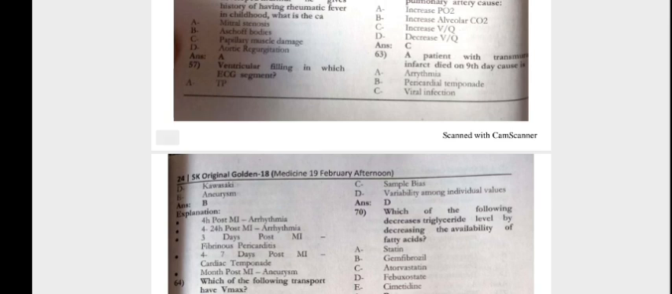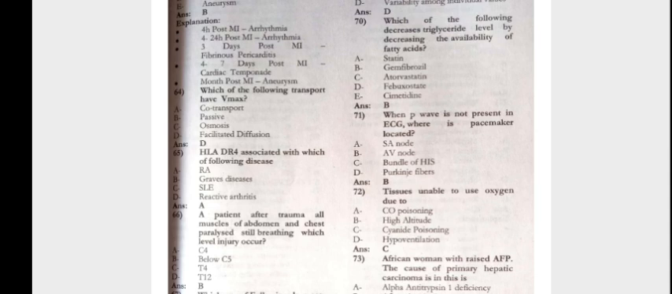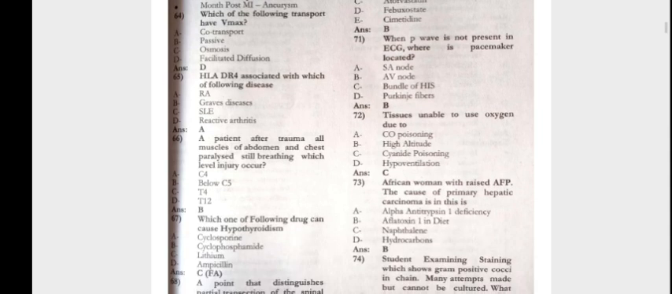The patient with a transmural infarct died on the 9th day. The cause is pericardial tamponade. Next, which of the following transport has a Vmax? That is facilitated diffusion. HLA-DR4 is associated with which of the following diseases?